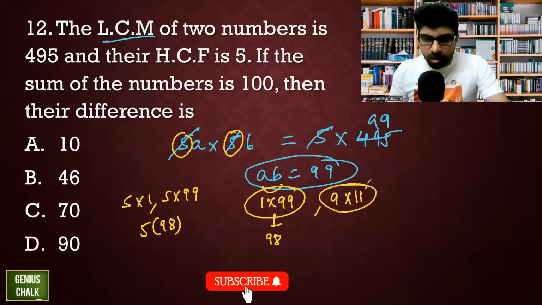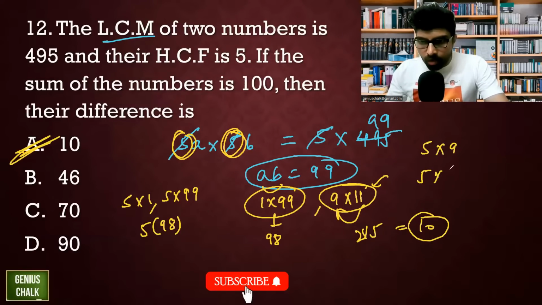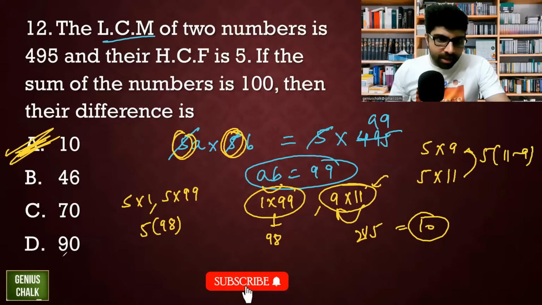That means the answer must come from this pair only. So what is the difference here? It is 2. And what is the HCF in both cases? It is 5. So the difference between them has to be 10, which is my first option. Or I can find it like this: 5 into 9, 5 into 11. If I take the difference, 5 is common, 11 minus 9, that is 2. So option A is the correct answer.